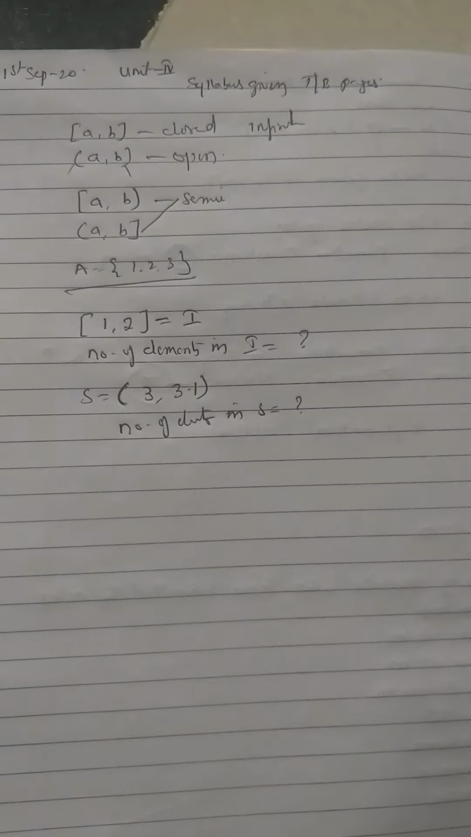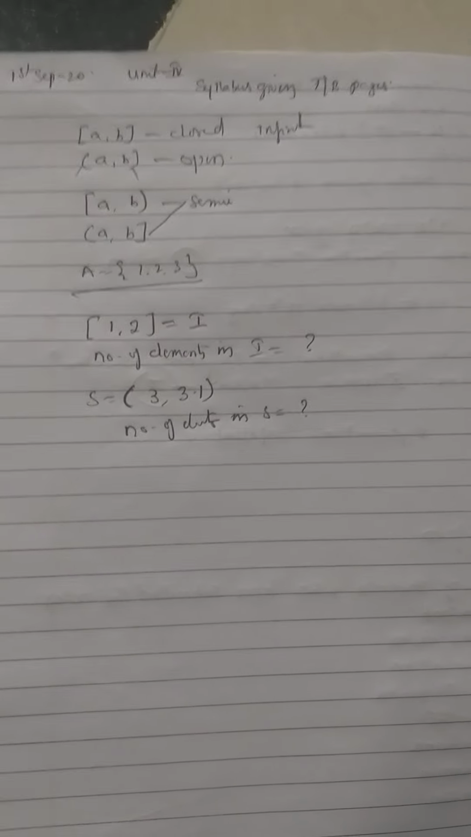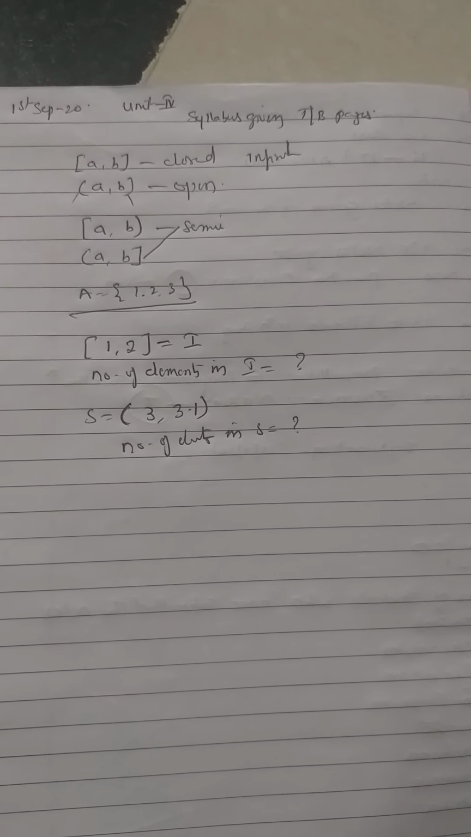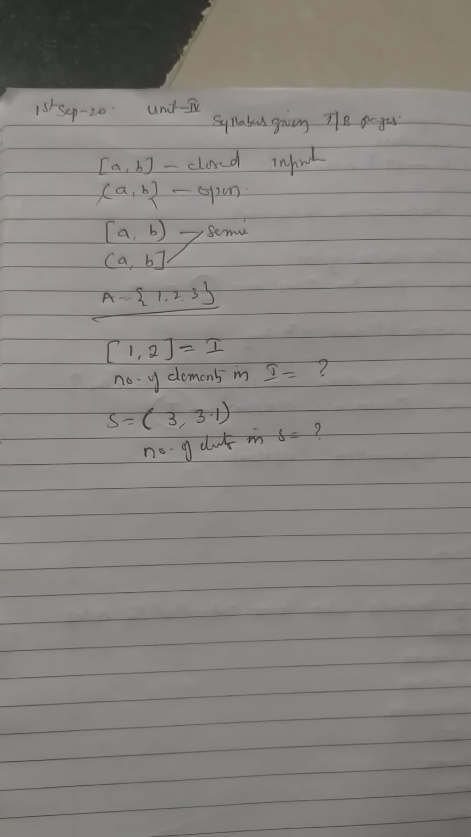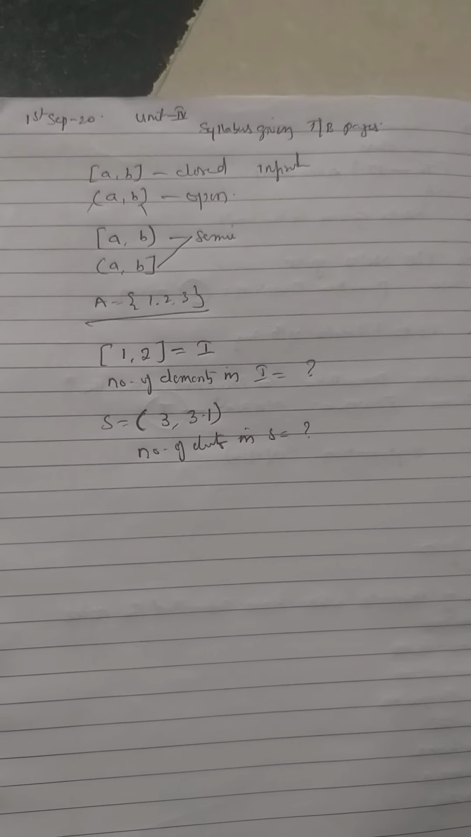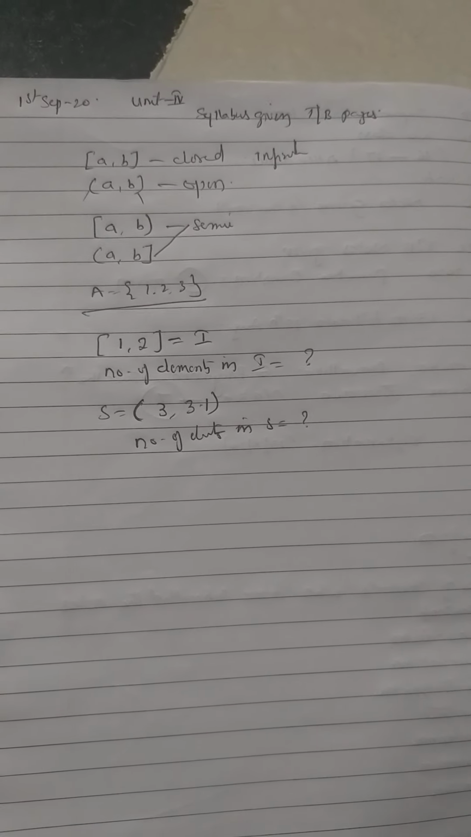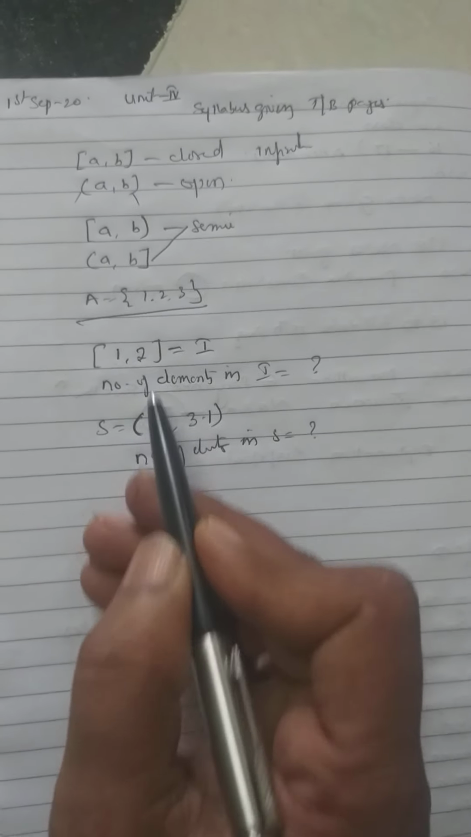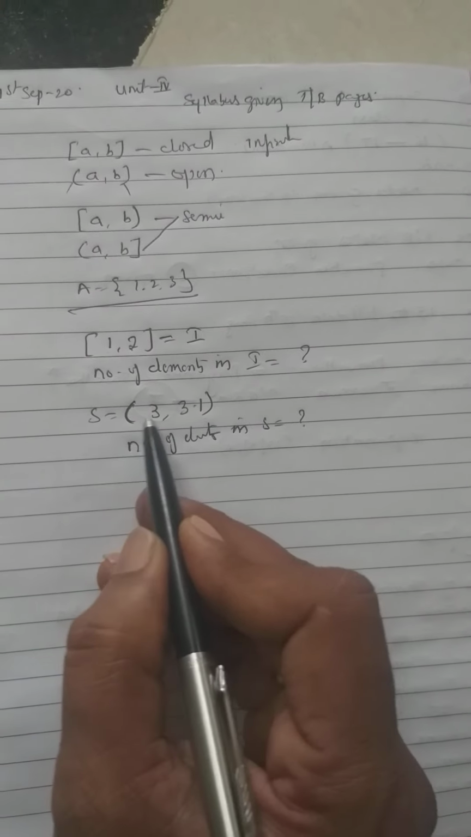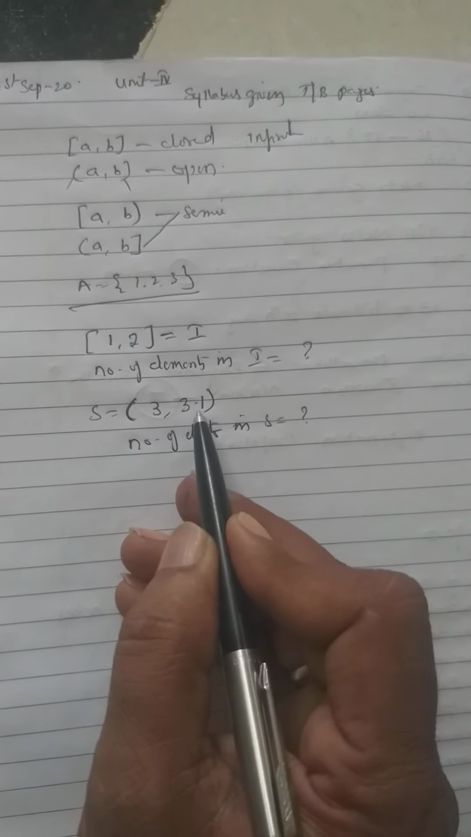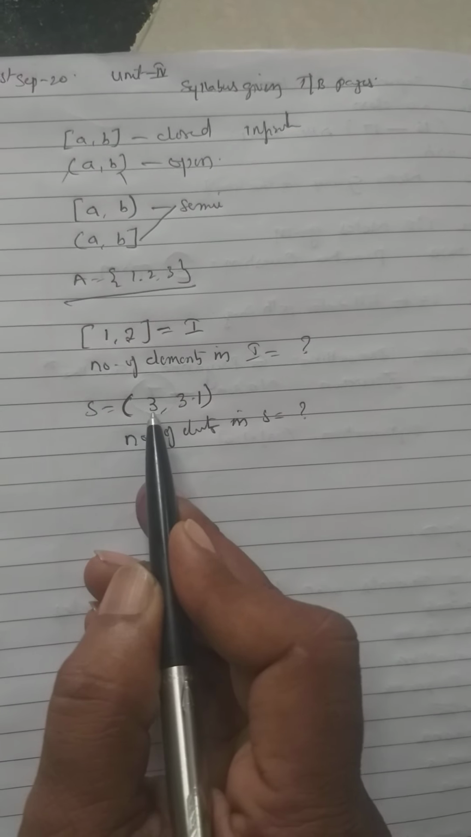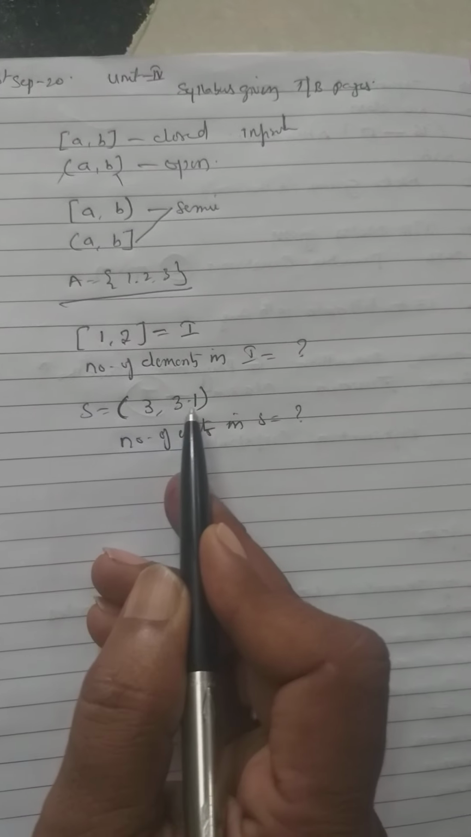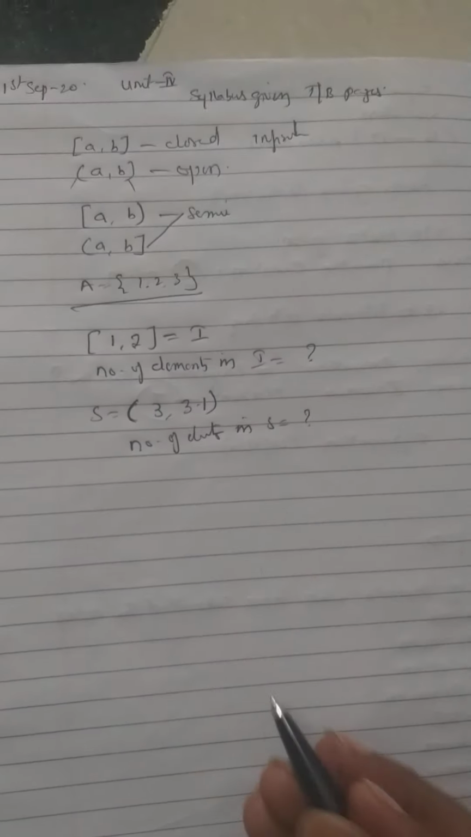These are all sets, a collection of well-defined objects. Now we are going to concentrate on closed intervals. Closed intervals means endpoints are included. That means this set contains 1 and this set contains 2, right? Whereas this set S is equal to (3, 3.1) means S does not contain 3 and S does not contain 3.1. Remember.